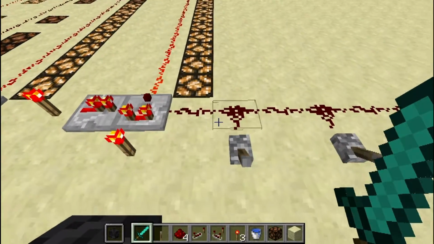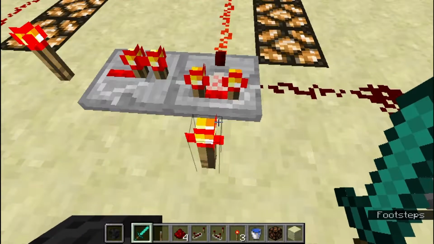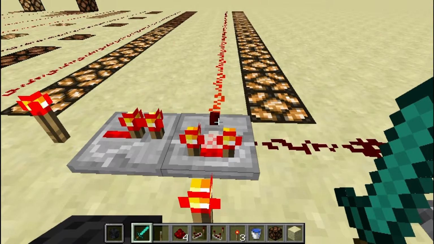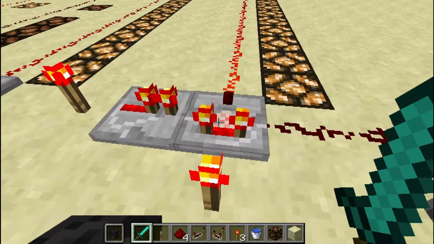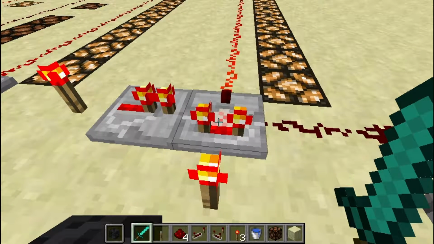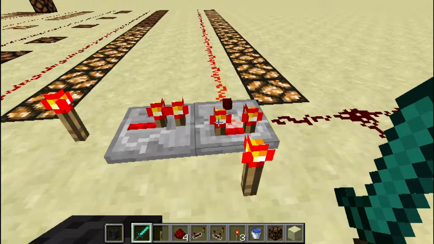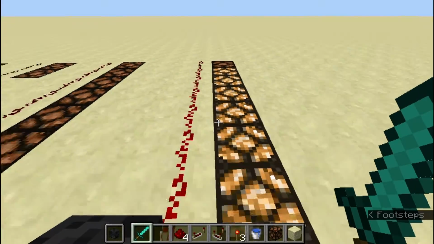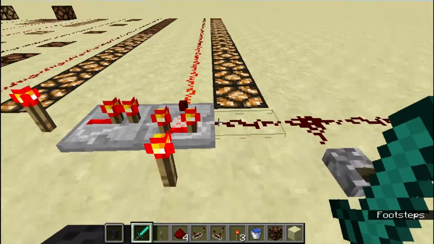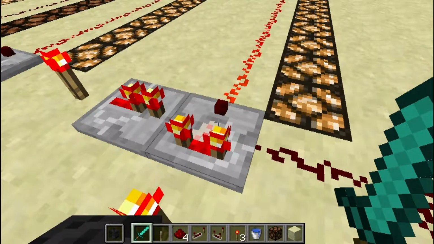Basically, the main function of a comparator is that it gets power from the back, and in this stage right here where this is not on, it gets power from the back and compares it to the power from the side. So basically, if the power at the side is equal or less than the power from behind, it will emit a signal of 15. This is the compare mode. Let's just call it compare mode.